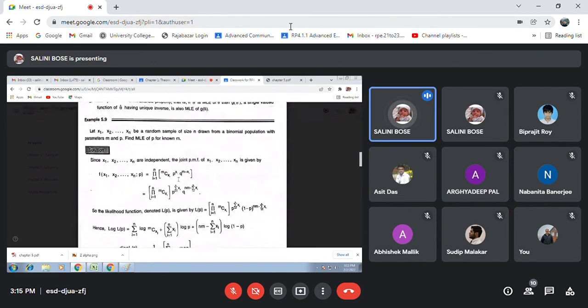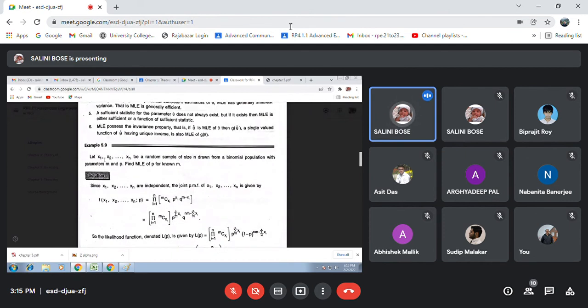Just see, this is an example. The question is: let x1, x2 to xn be a random sample of size n drawn from a binomial population with parameters m and p. Find the MLE, the maximum likelihood estimator, of p for known m. This is the question. So what can we write? We can write the function of x1, x2 to xn with p, because p is fixed, as the product of i equal to 1 to n of the PMF of the binomial population.